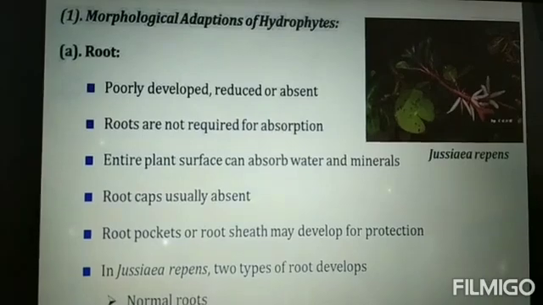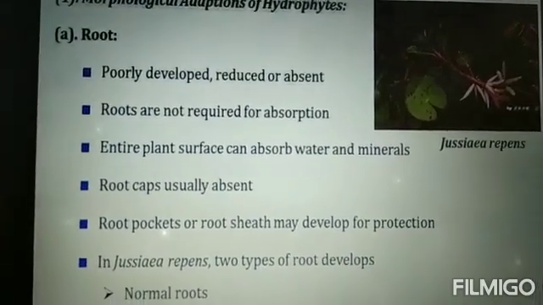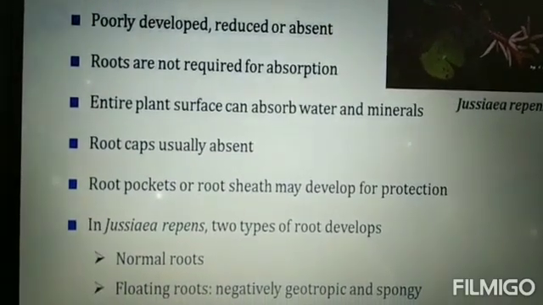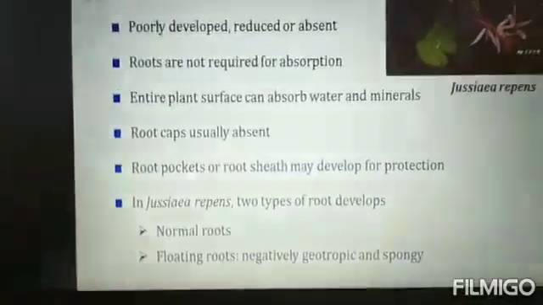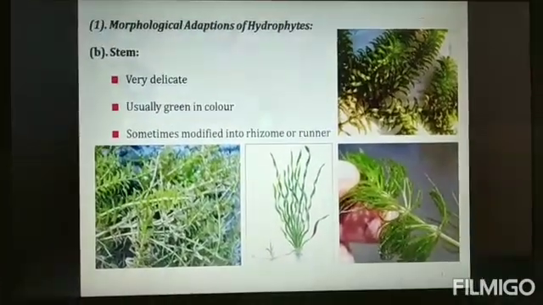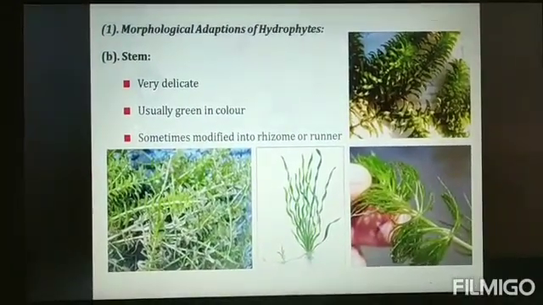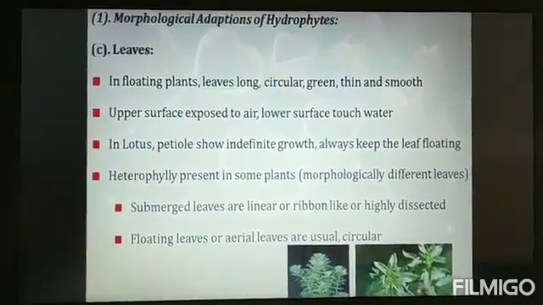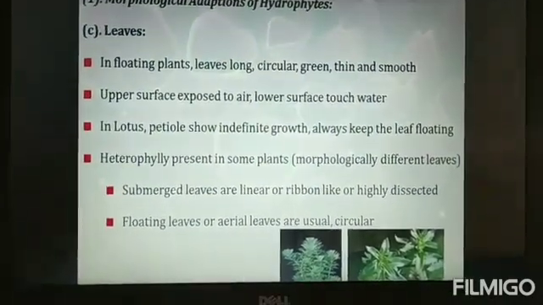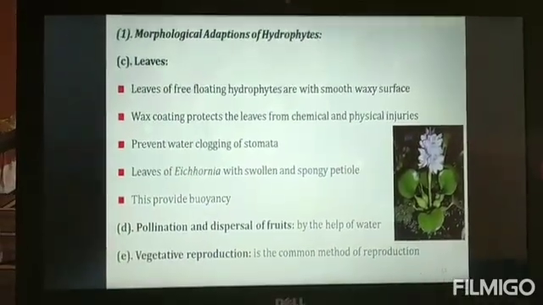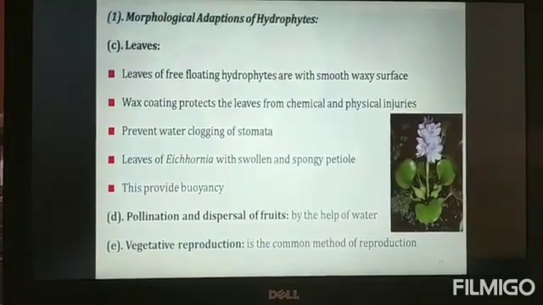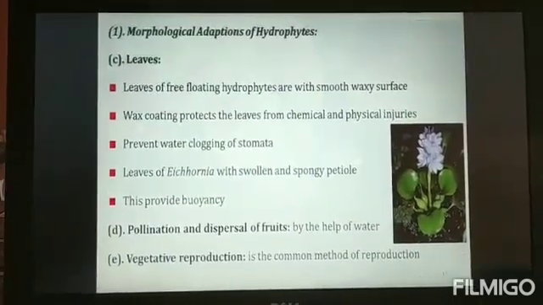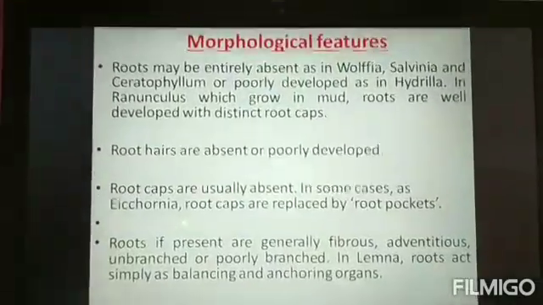Going to the ecological adaptations of hydrophytes, the first adaptation is the root system. Roots are poorly developed and the entire surface can absorb water. Root caps are usually absent. Some adaptations are adopted by the hydrophytes to live in water conditions. The stem is very delicate, usually greenish in color, and leaves are free floating with a waxy cuticle on the upper surface. Pollination is with the help of water, and vegetative reproduction is the common method of reproduction.